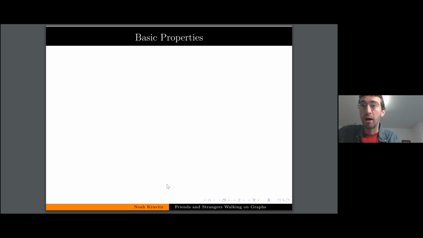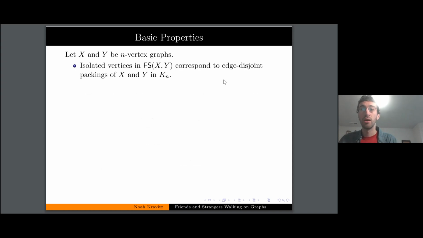Okay. So I'll start with some basic properties of these friends and strangers graphs just to get a better feel for the objects. For this slide, we'll let X and Y be n-vertex graphs. The first thing to note is that isolated vertices in the friends and strangers graph of X and Y correspond to edge-disjoint packings of X and Y in the complete graph Kn. And this is just unpacking definitions.